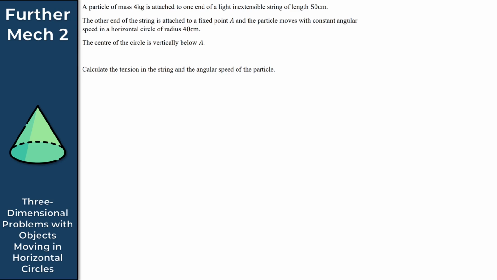So what do we have for this question? We've got a particle of mass 4 kg attached to one end of a light inextensible string of length 50 centimeters. The other end of the string is attached to a fixed point A, and the particle moves with constant angular speed in a horizontal circle of radius 40 centimeters. We're also told that the center of the circle is vertically below A, and all we want to do is calculate the tension in the string and also find the angular speed of the particle.